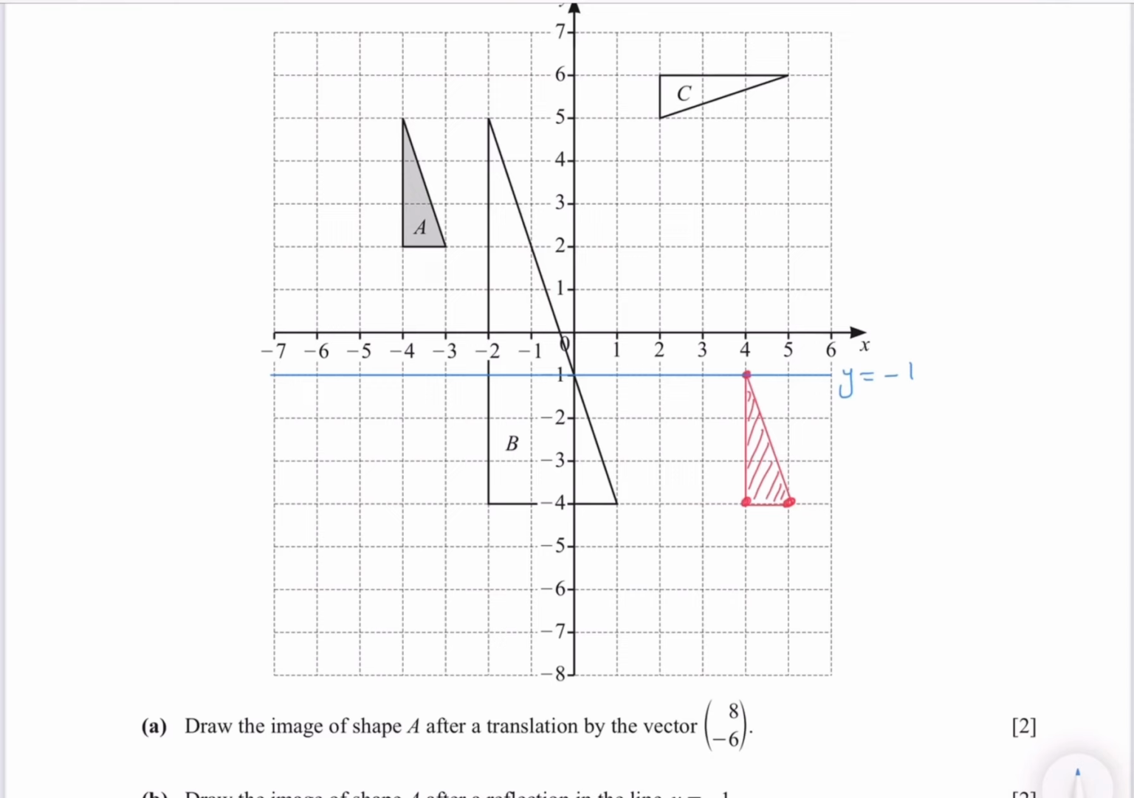So now each vertex of triangle A, you count the blocks till y = -1, and then you move the same counting on the other side of this line, like this, 1 2 3 units from this line. So move 3 units, 1 2 3. So this point will come here.